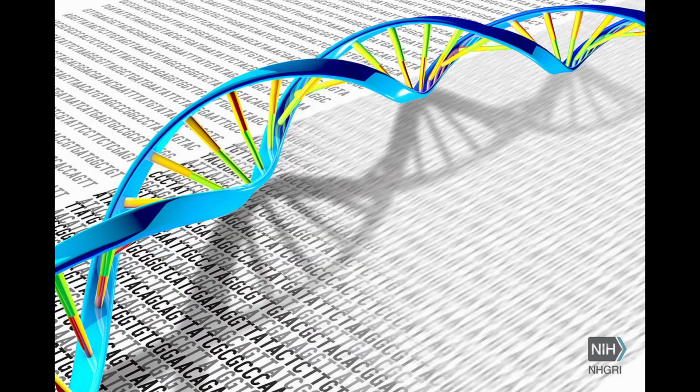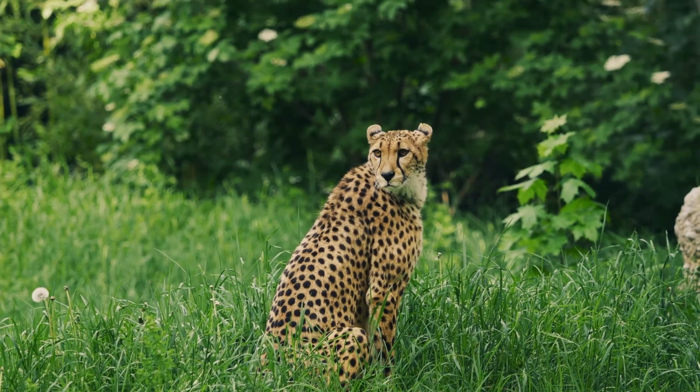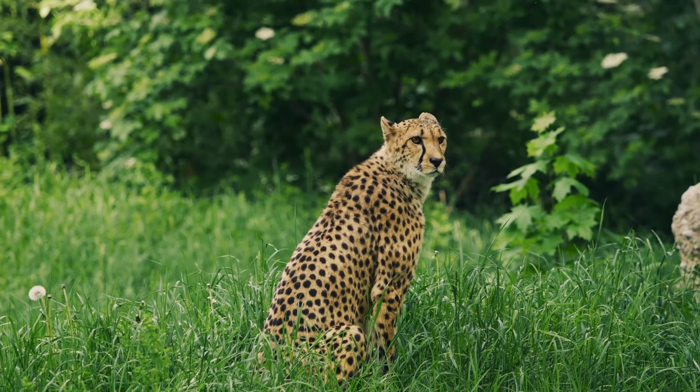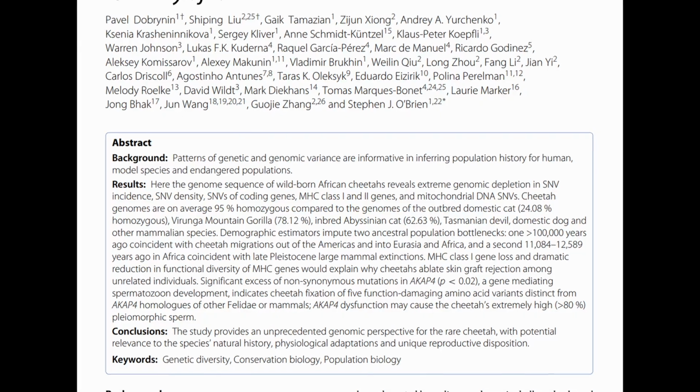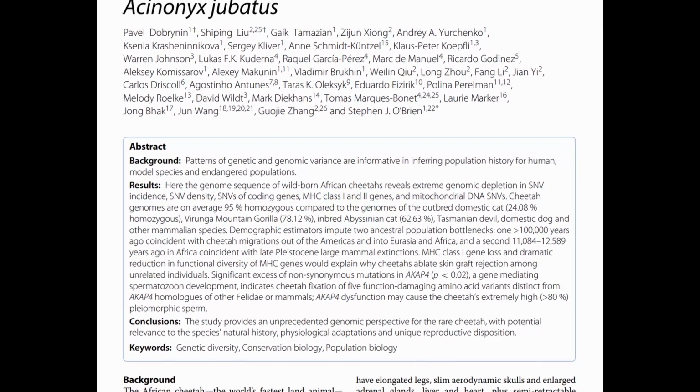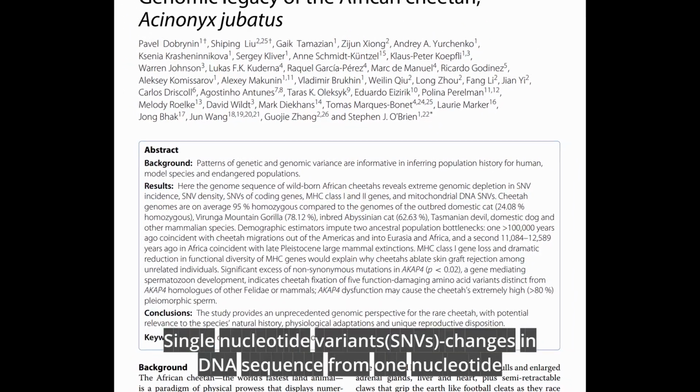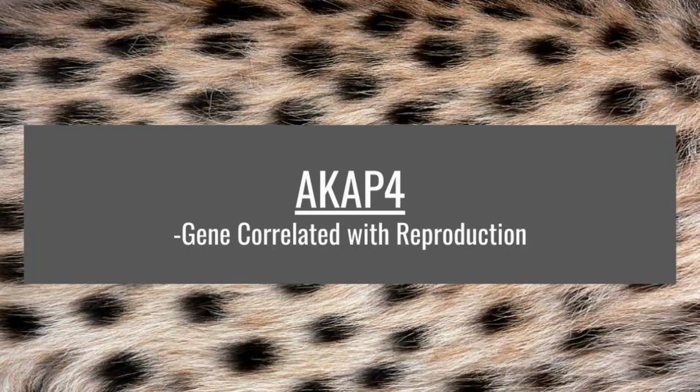Now, with all this information in mind, how exactly has such genetic variation been analyzed? How do we know genetic diversity in modern populations is so low? With advancements in genome sequencing and analysis, we can obtain insights into how extant populations of cheetahs have been affected by these bottlenecks. One study by Dobrynin et al. analyzed single nucleotide variants and mutation accumulations across cheetah genomes, specifically highlighting AKAP4, a gene correlated with reproduction.